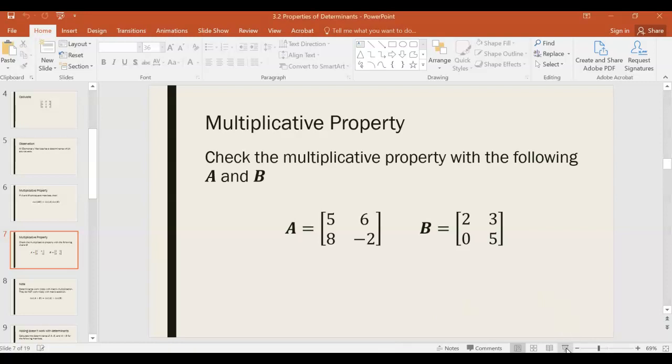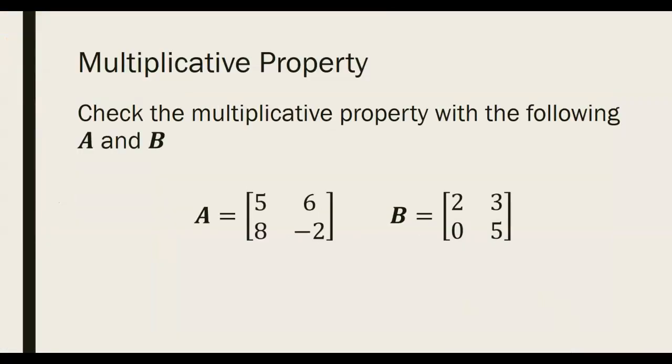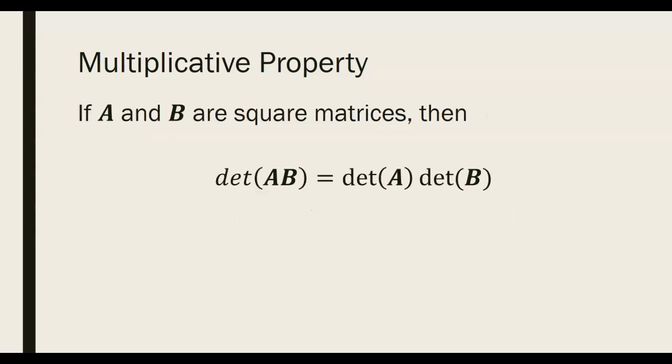So again, this isn't a proof that that multiplicative property has to be true, but this is a good example that shows the multiplicative property is true. So if we have the determinant of two matrices multiplied together, then we can take each of their determinants individually and then multiply up the determinants.